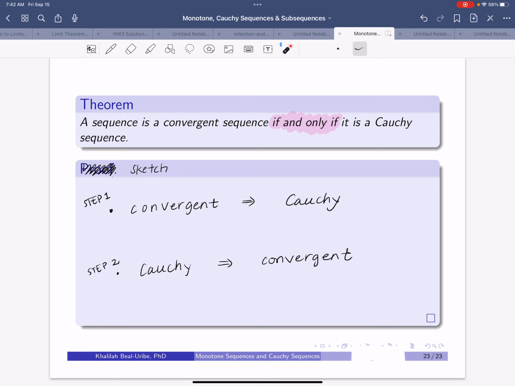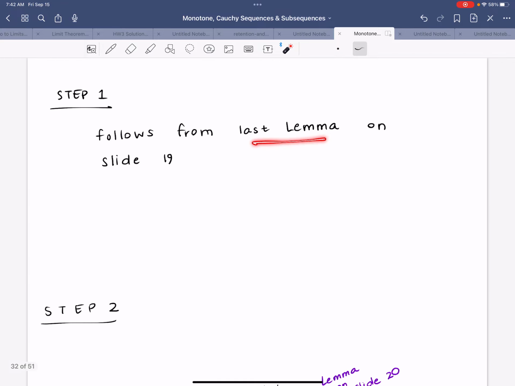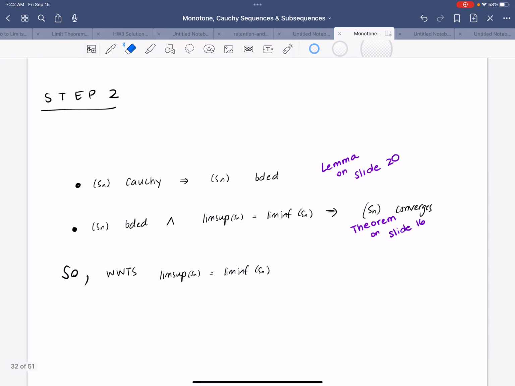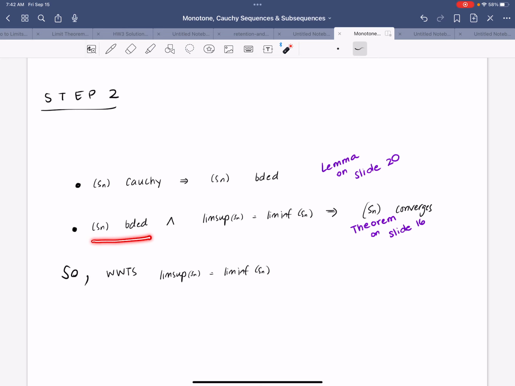Convergent implies Cauchy. So the only thing we need to prove is this one down here, which is that Cauchy implies convergent. In other words, every Cauchy sequence in R converges to a real number in R. And so I've written this down here. Step one follows from the last lemma on slide 19. And then step two, here's how we're going to prove that Cauchy sequences are convergent in R. Well, Cauchy sequences are bounded. We just proved that. And bounded sequences that satisfy lim sup equal to lim inf converge. That was the theorem we had on slide 16.